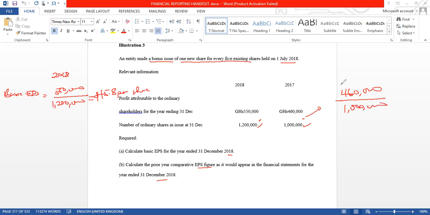Now, if you do 460 over 1 million, what you're going to get is 0.46. So in a sense, what I'm having here is 46 pesos, or 0.46 Ghana cedis. So that is what I have here. Now, if they want us to restate, and even when the question doesn't say, it's good you show it off. Show it off.